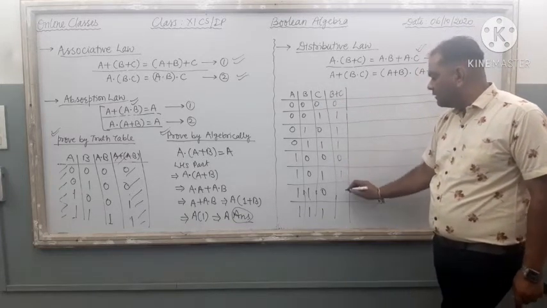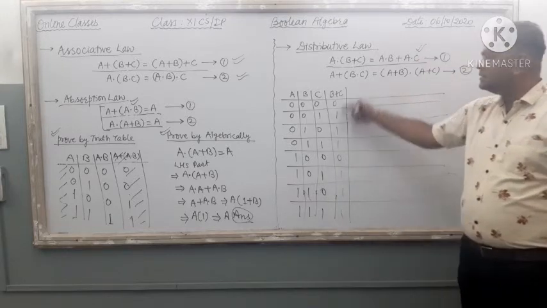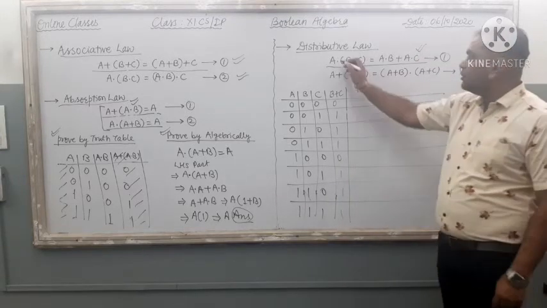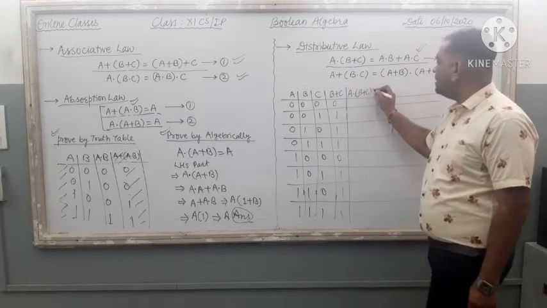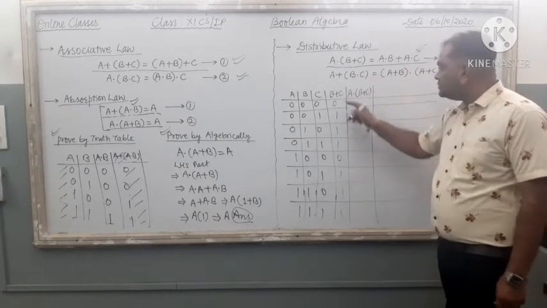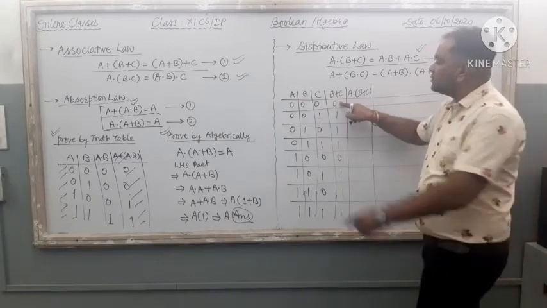Here it is 0, then 1, then 1, then 1. This is the result of B plus C. Now I am going to find out the overall LHS. It is A dot (B plus C). The B plus C column is here.